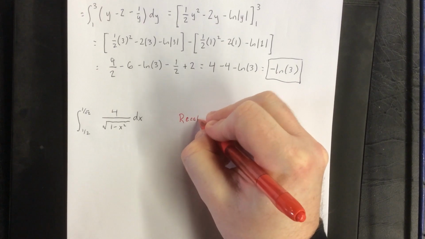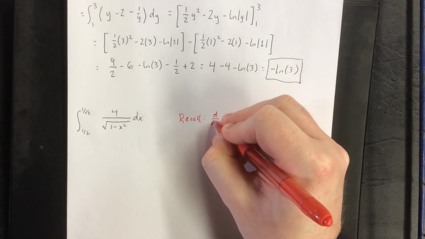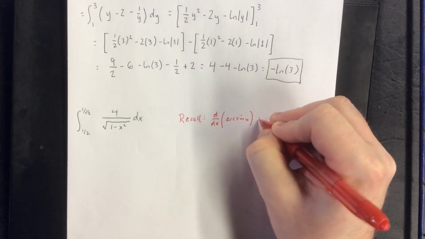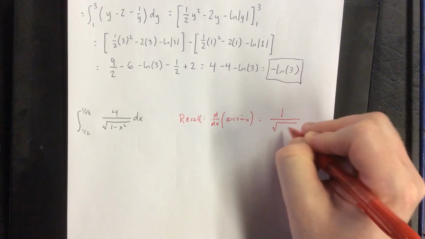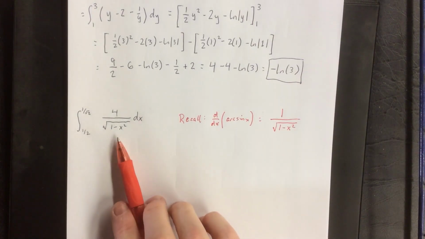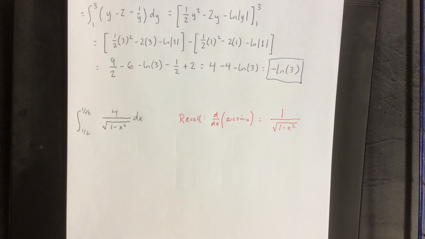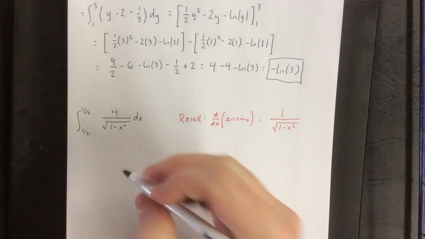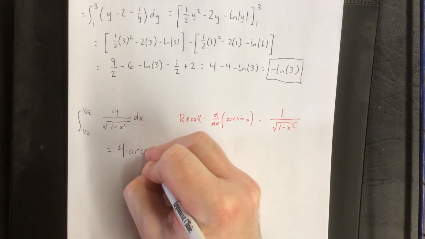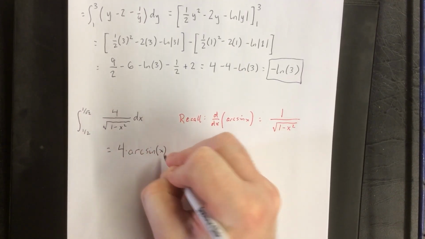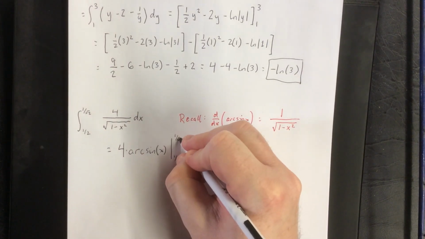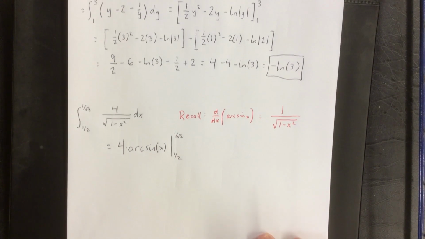Now for this one, I will ask you to recall with me the derivative with respect to x of the arcsine function. That is going to be 1 over the square root of 1 minus x squared. You'll notice that we have that almost exactly, but we do have that extra coefficient of 4. The way that that manifests itself for an antiderivative is that the antiderivative will have a coefficient of 4 due to the fact that it is a constant multiple.